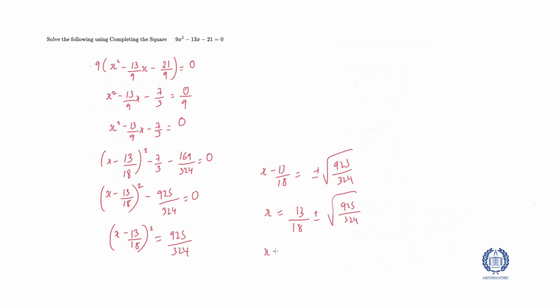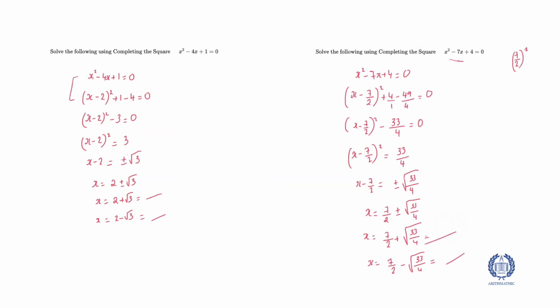So you have two answers, 13 over 18 plus square root 925 over 324. And then put that in your calculator, you get the answer. And then the other one is x equals 13 over 18 minus square root 925 over 324. And that will be your answer. That's pretty much it. That's how you complete the square from the basic to this more advanced one. So if you've understood it, that's pretty much the topic there.